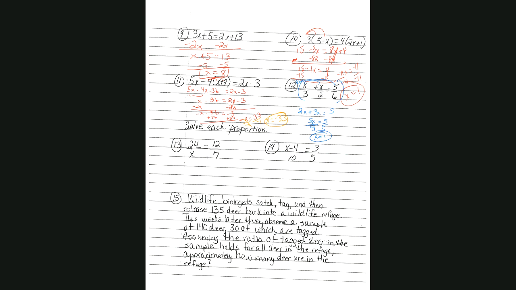All right, now let's go to the proportions, the bottom portion. For here, you cross multiply and divide. So I'm going to multiply 24 times 7 and 12 times x. So I have 12x is equal to 24 times 7. So 12x is equal to 168. Then you divide by 12, and you should arrive at 14.